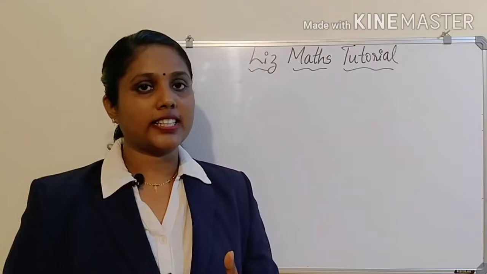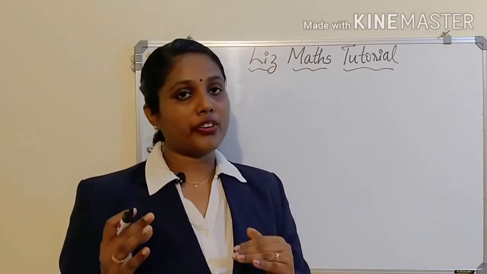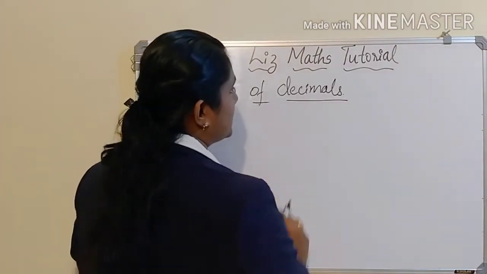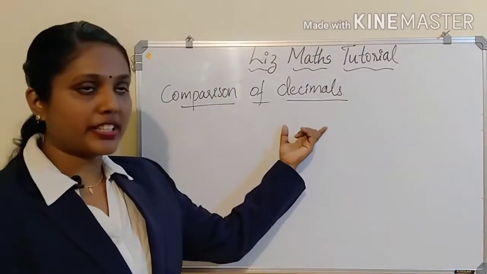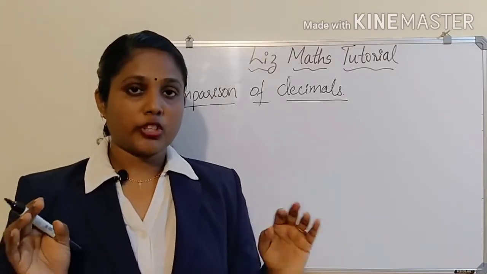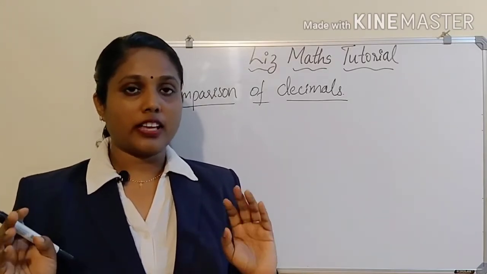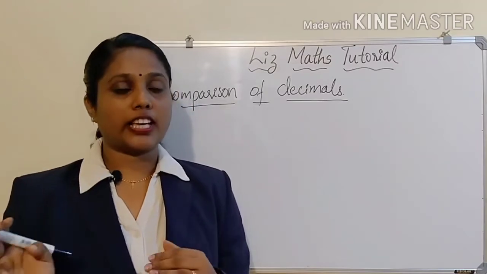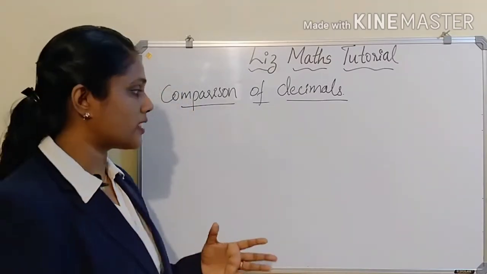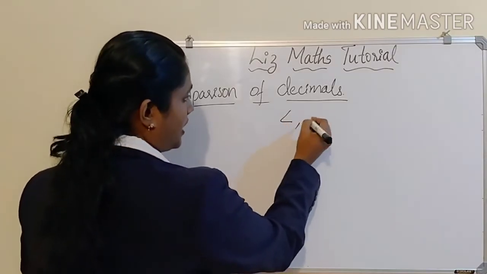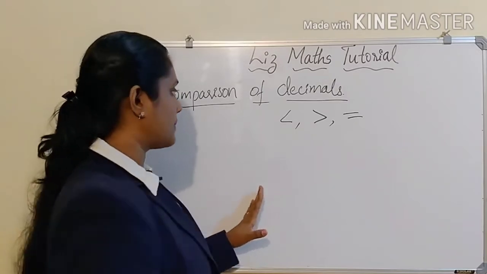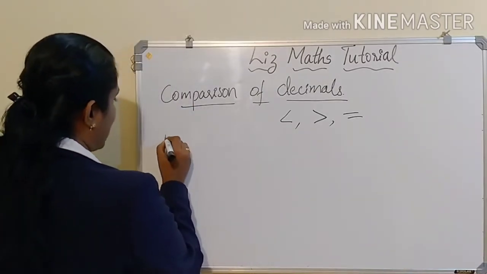Now we are going to learn the comparison of decimals. See, what is the comparison of decimals? We have to compare two decimals: which one is greater than the other, or whether they are equal or lesser than. We have to check whether it is lesser than, greater than or equal. So let me write some examples.